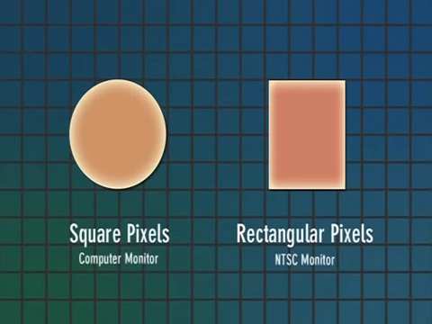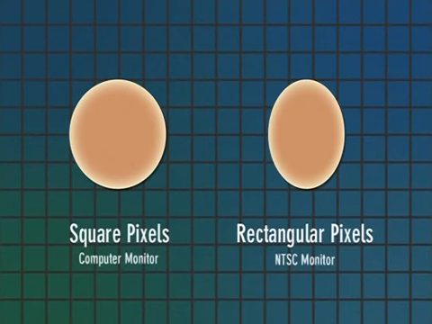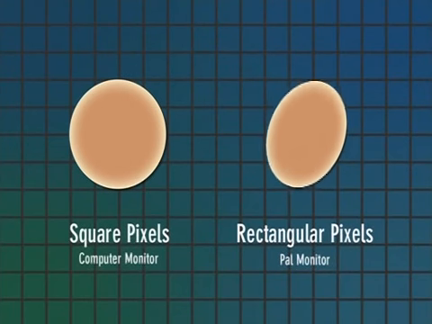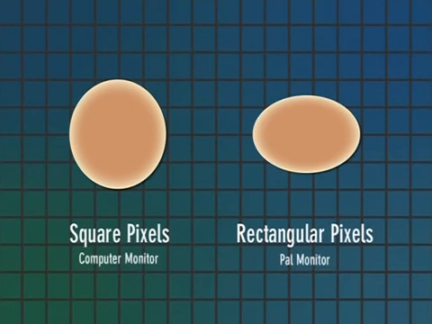In NTSC, these pixels are a little taller than they are wide, so a perfect circle brought in from Photoshop, which uses square pixels, will get a little squashed into a vertical egg shape when it's displayed on an NTSC screen. PAL pixels are rectangular too, but they're wider than they are tall, so the effect is reversed.